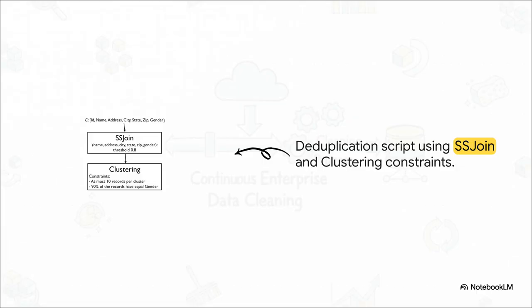And for a deduplication script, it brilliantly illustrates the absolute simplicity of this operator approach. To deduplicate a single customer table, we literally just snap two blocks together. First, we run an SS join across all the columns with a similarity threshold of, let's say, 0.8. That immediately creates a network graph of similarities. Then, we just feed that directly into a clustering operator, which strictly applies our business constraints, like that maximum number of records allowed per cluster we talked about earlier.